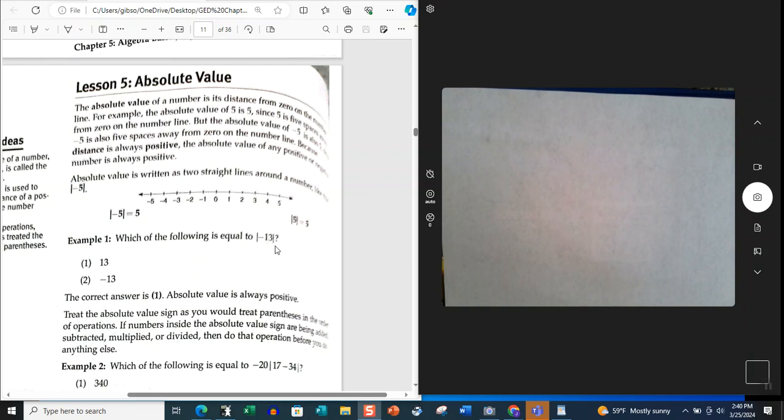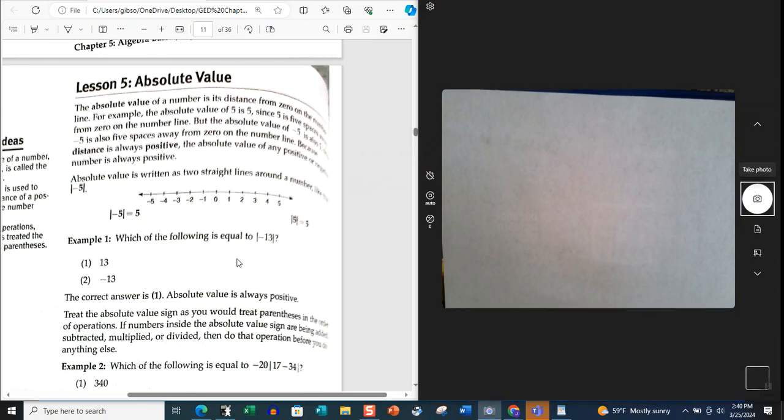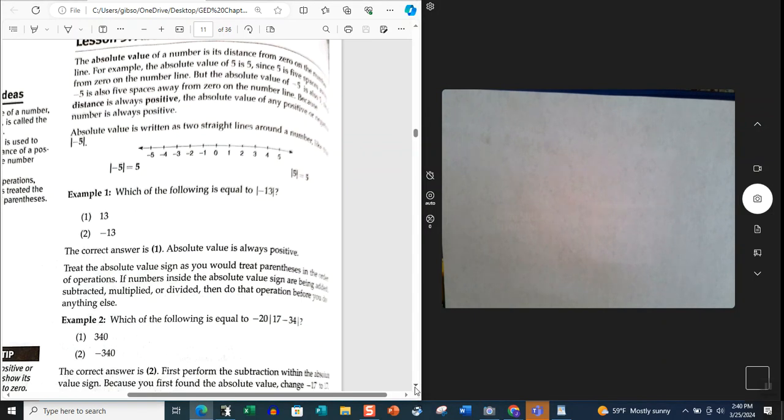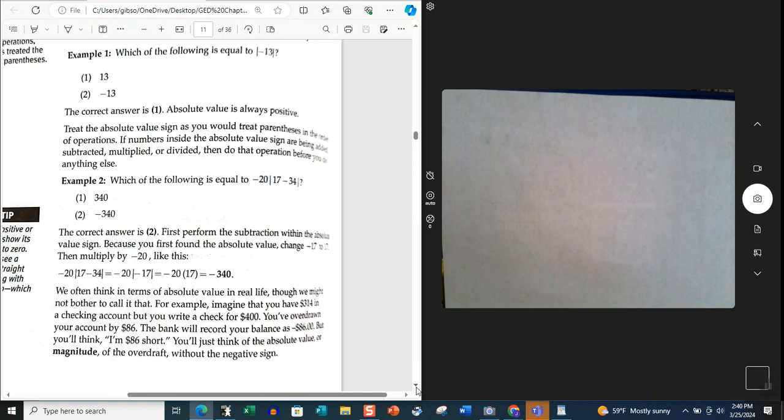Now, if you notice here, we have these absolute value bars, just like we had in the previous section of work, where I told you for the order of operations that the absolute value is the same thing as parentheses. Okay, now we scroll down.